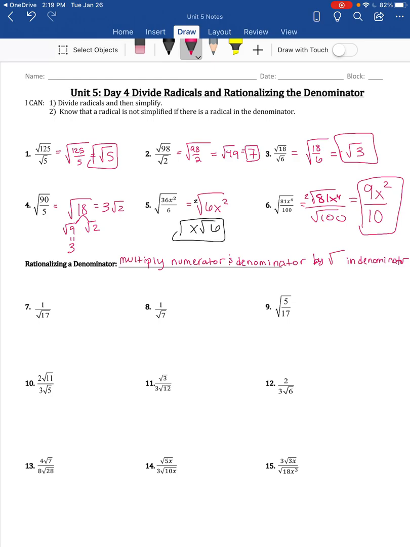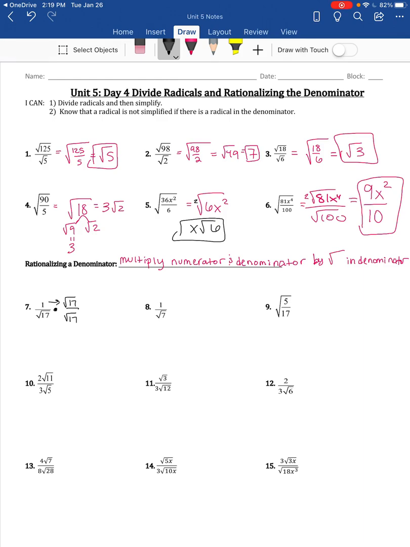So on number 7, we have 1 over radical 17. That's not in simplest form because it's not proper to have a radical in your denominator. So we're going to rationalize it by multiplying. You multiply by the radical in your denominator as a fraction with that same number on the top and the bottom. So I would take this and multiply by radical 17 over radical 17.